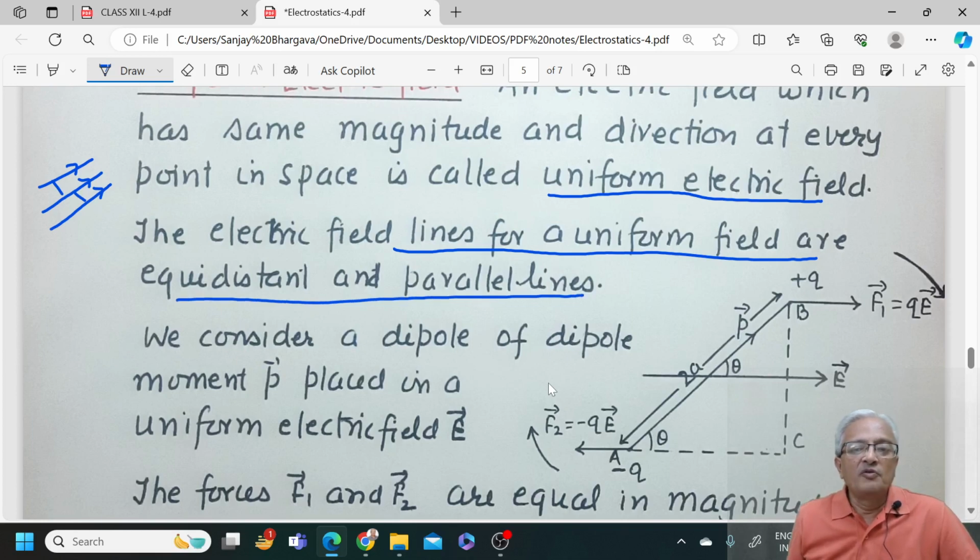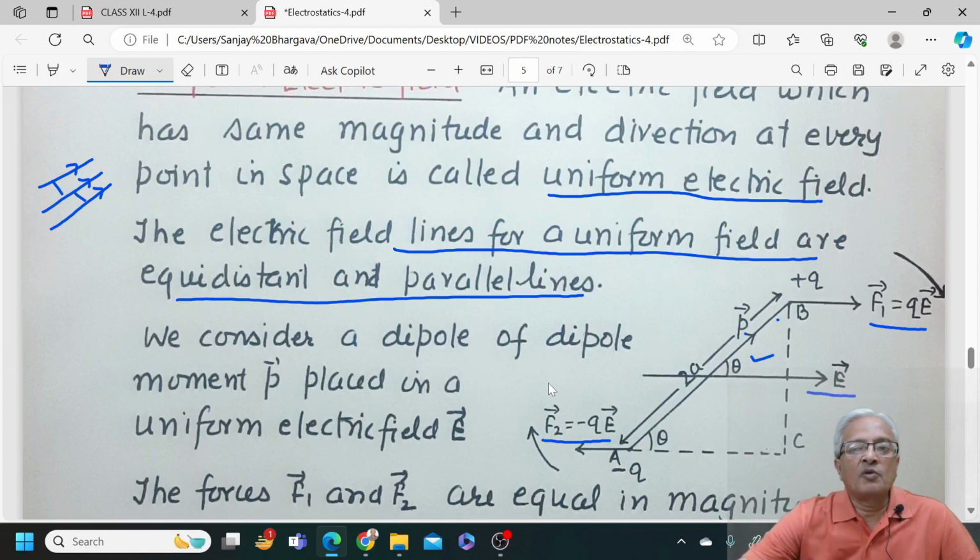Now we consider a dipole AB placed in a uniform electric field. Then the positive charge would experience a force in the direction of the electric field, F1 equals qE. Similarly, the negative charge would also experience a force opposite to the direction of the electric field, and it would be minus qE. The direction of the dipole moment would be from the negative charge to the positive charge. So what does angle theta represent? Angle theta represents the angle between the dipole moment vector and the electric field.